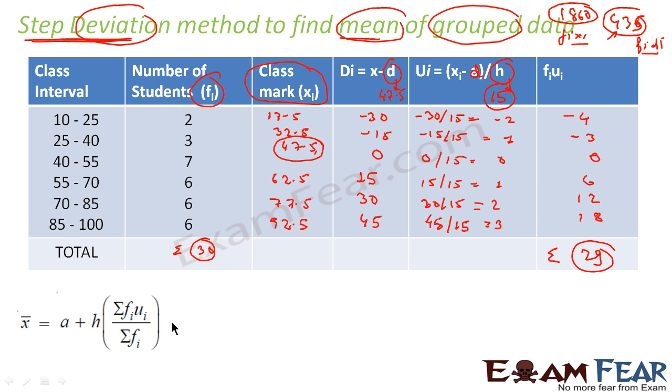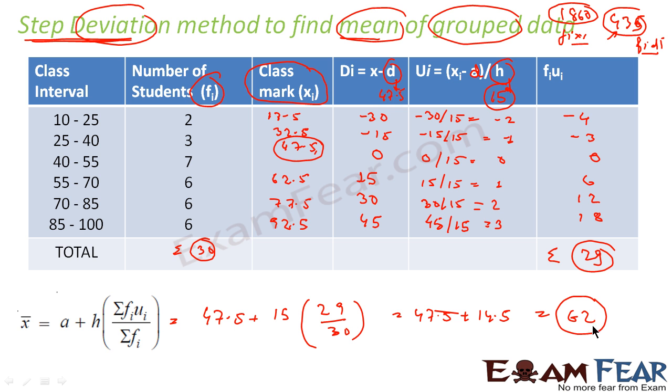So once I have this FiUi, I'll use this formula: A plus H into sigma FiUi by sigma Fi. A is how much? Assume mean was 47.5, and this H, the dividing factor, was 15, so 15 into sigma FiUi, which is 29 by 30. If you solve this, it again gives 47.5 plus 14.5, and this comes out to be 62. Here also, if you see, the mean is exactly the same, that is 62 only. But with this, if the data is huge, it is easy to add, because adding these values is easier than adding the bigger values.